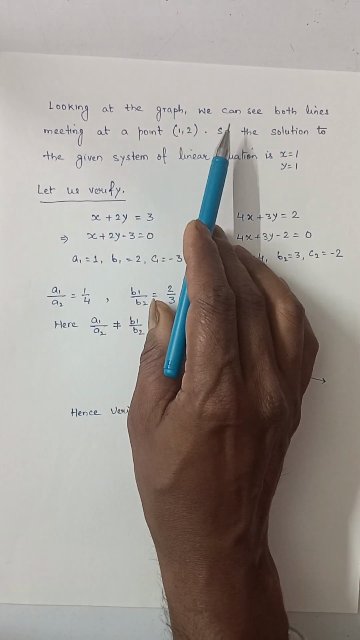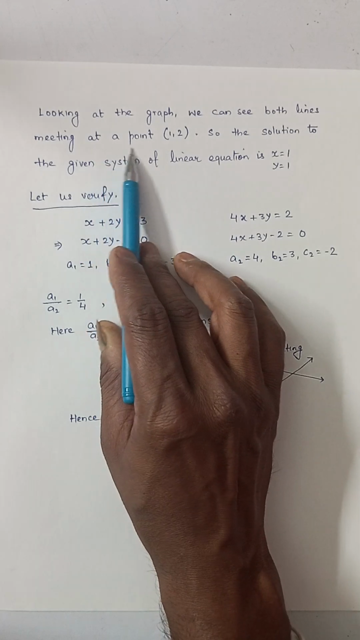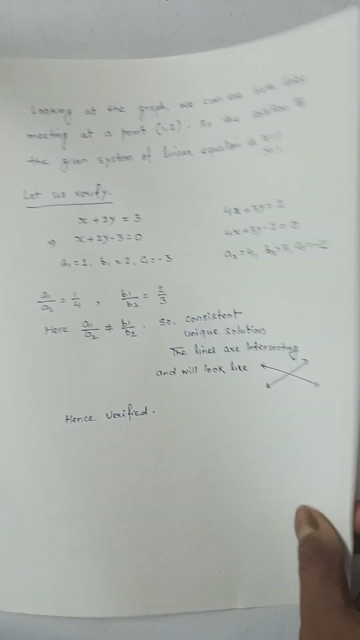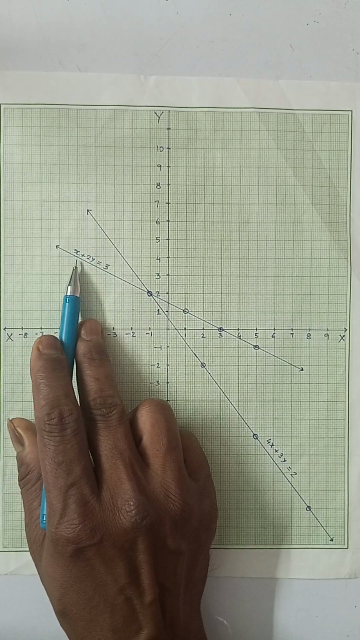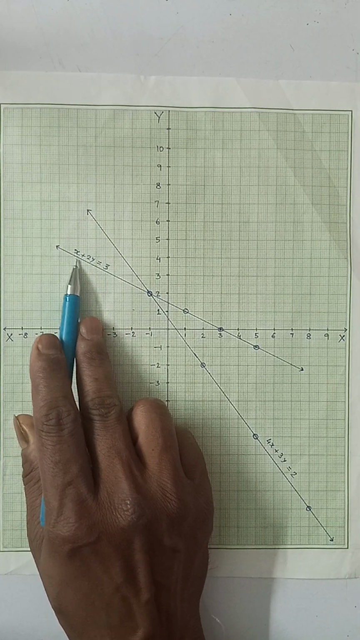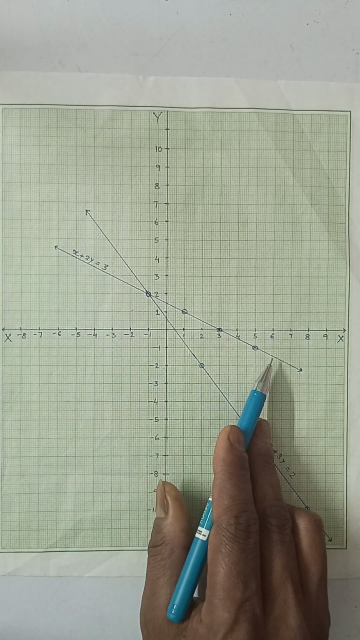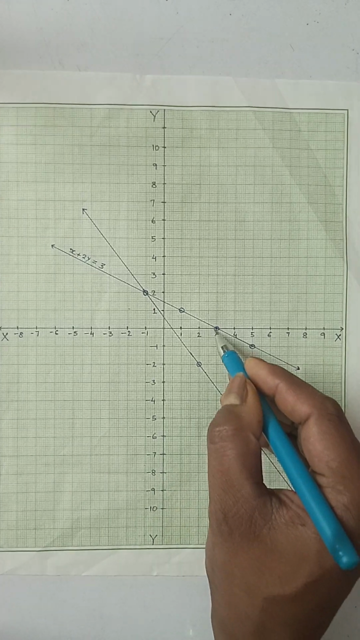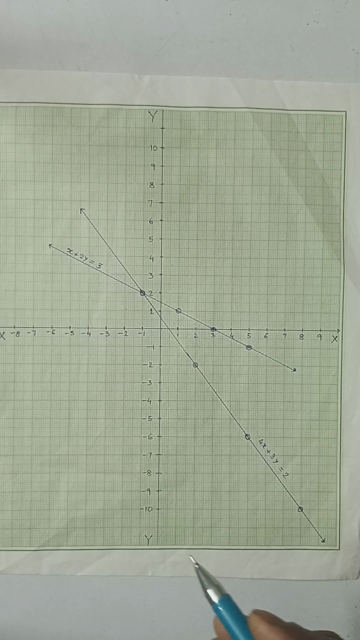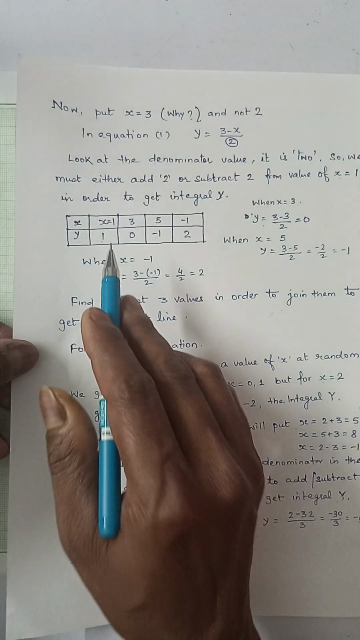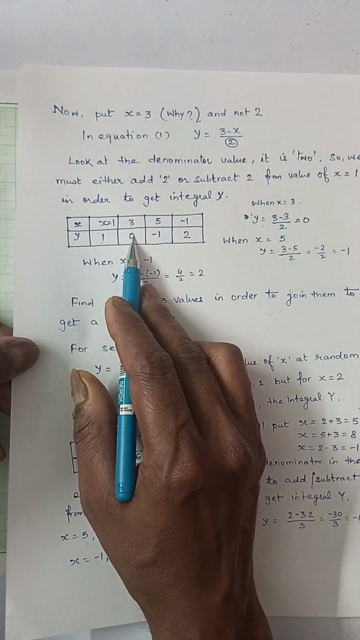Looking at the graph, we can see that both lines meet at a point. Let's see the graph. So these are the two graphs which I have drawn over here. x plus 2y equals 3. This is the line, and I have already marked all those points which we got in the previous paper. That is, these are the points 1, 1; 3, 0; 5, minus 1; minus 1, 2.